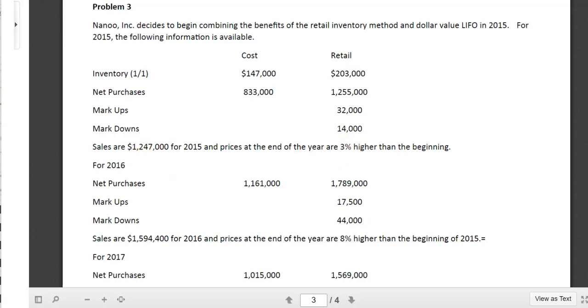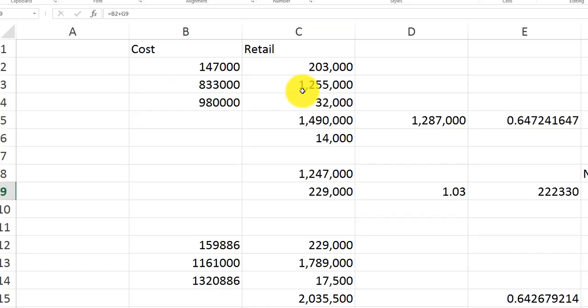as well as sales. So looking at an Excel spreadsheet, we might set it up kind of like this, where we have the cost and retail in two columns. Here is the markups. Remember, we use the markups to calculate the cost percentage, but not the markdowns, in order to approximate lower of cost or market. So here is the total of these two items.